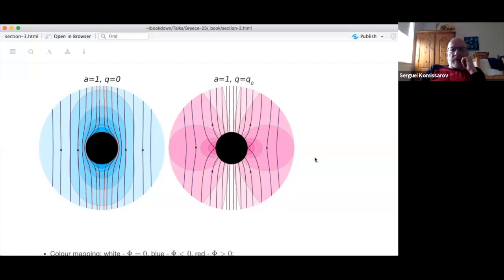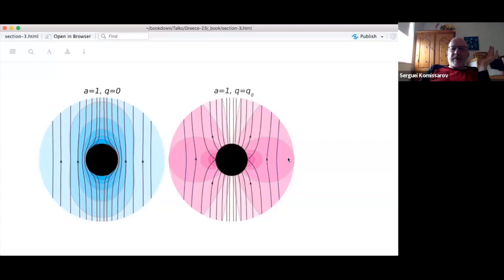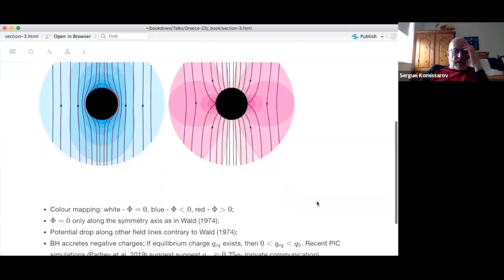Essentially, he made a mistake. He used results by somebody else, and essentially he used the fact that the event horizon can be treated as an equipotential surface. But this was concluded for the case where there was no external magnetic field. It was just a black hole and some charge placed on the black hole. And in this case, the event horizon is an equipotential. So if you have a magnetic field penetrating the event horizon, this is no longer the case.